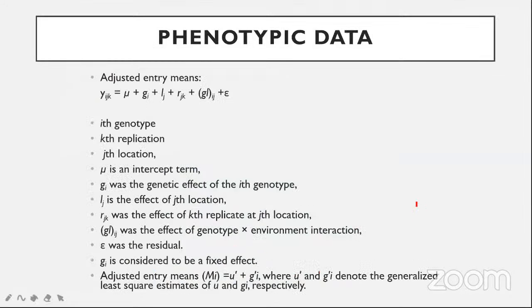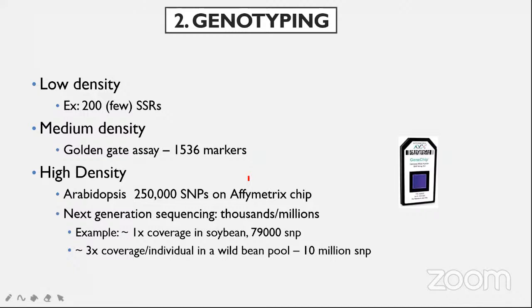So this is the statistical formula that we use for phenotypic data. Your final Y, or your final trait, is dependent upon the genotype, the replication, location, intercept, G by E interaction, all these statistical things. Let's not talk in detail about this.